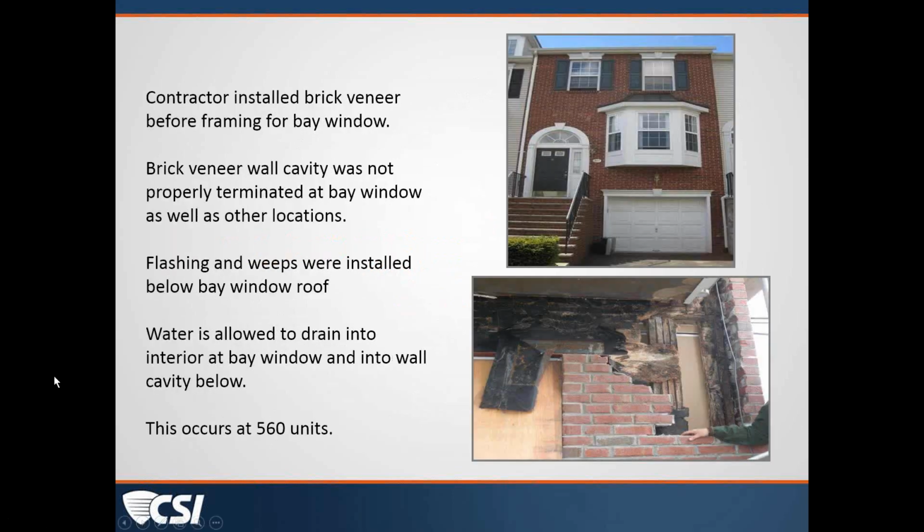What happened here is the contractor installed brick veneer before the framing for the bay windows that were in the project. And the brick veneer wall cavity was not properly terminated at these windows, as well as many other locations. Flashings and weeps were installed, but unfortunately they were installed in the brick below the bay window roof. And that thus allowed water to drain into the interior walls and at the bay windows and into the wall cavities. And this occurred at 560 units. They were all built the same way. So you take a look at some of the damages there.